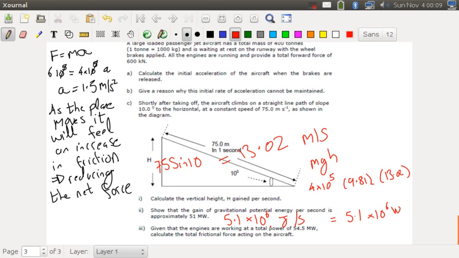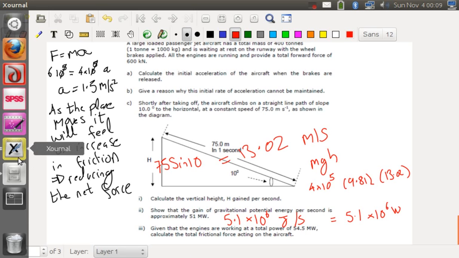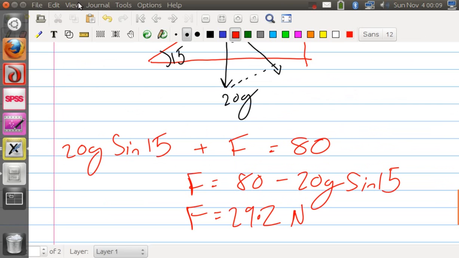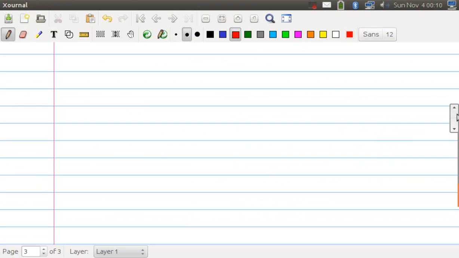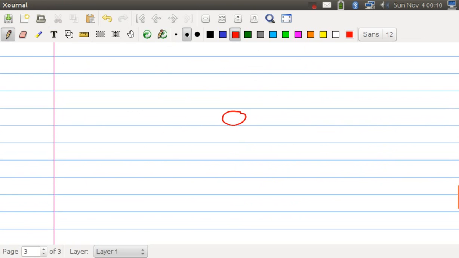Given that the engines are working at a total power of 54.5 megawatts, calculate the total frictional force acting on the aircraft. So let's open this up. What's happening now in the last part? Well, you have your aircraft. It has its weight, which can be broken up into two parts. The engine is also trying to send it up to the sky, and then you also have some friction force here. We don't know the friction force, I'll call it F.